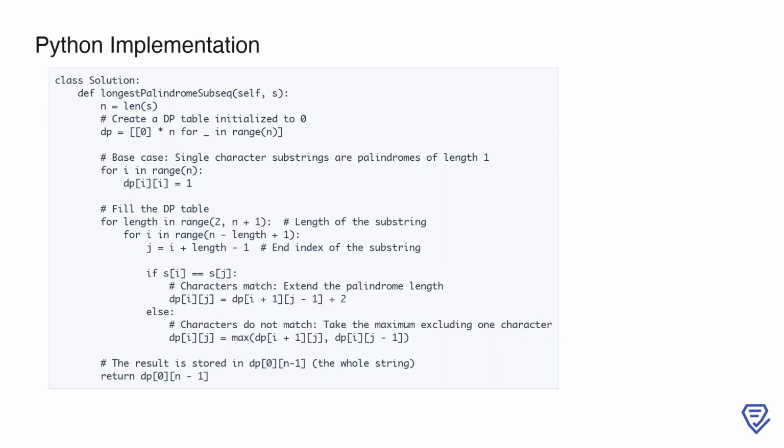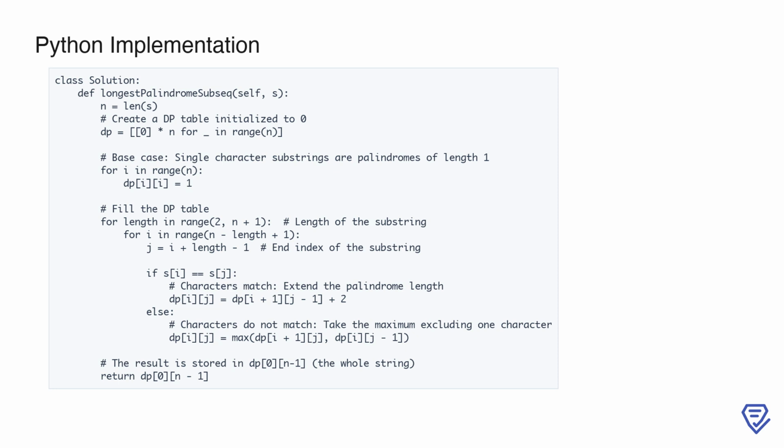This implementation solves the longest palindromic subsequence problem using dynamic programming. The goal is to find the length of the longest subsequence in a string that reads the same forward and backward. We start by initializing a 2D DP table where dp[i][j] represents the length of the longest palindromic subsequence in the substring s[i..j]. The table is initially filled with zeros. Single character substrings are palindromes of length 1, so we set dp[i][i] equals 1 for all valid indices i.